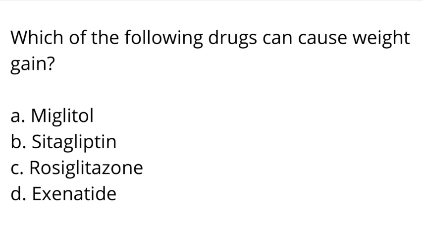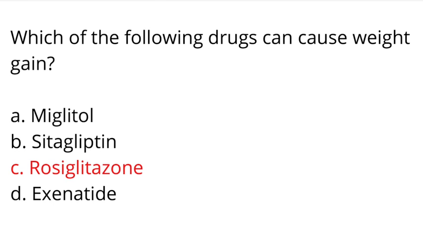Which of the following drugs can cause weight gain? A. Miglitol, B. Sitagliptin, C. Rosiglitazone, or D. Exenatide? And the answer is option C, rosiglitazone. So, sitagliptin is actually a DPP-4 inhibitor and they are weight neutral, while exenatide is a GLP-1 analog and it actually causes weight loss. Of the options here, the best answer is option C.